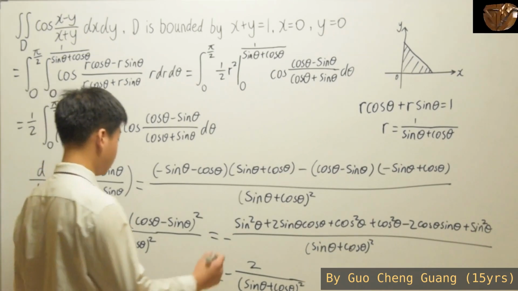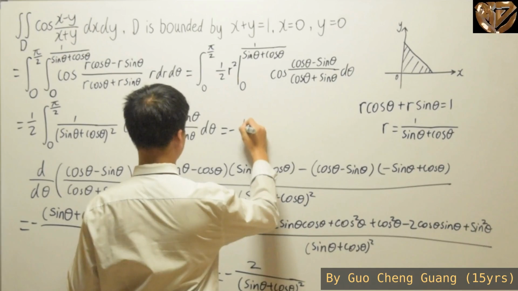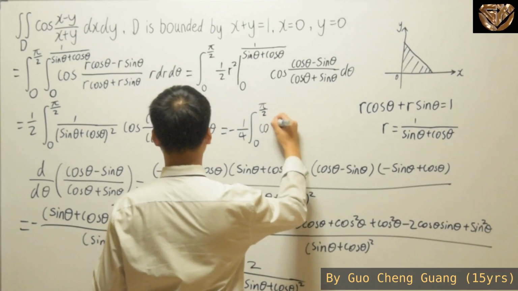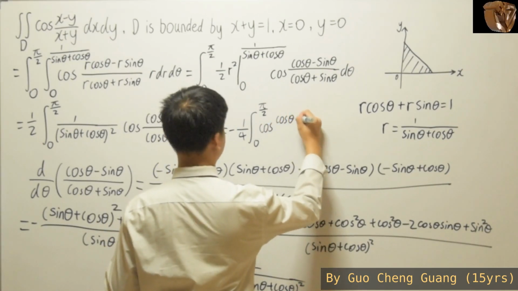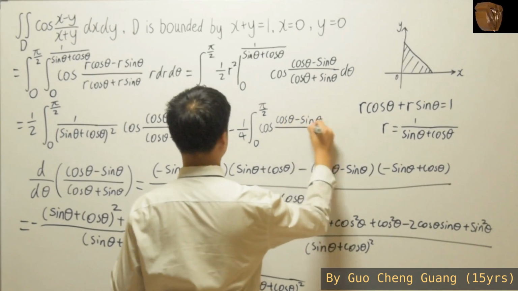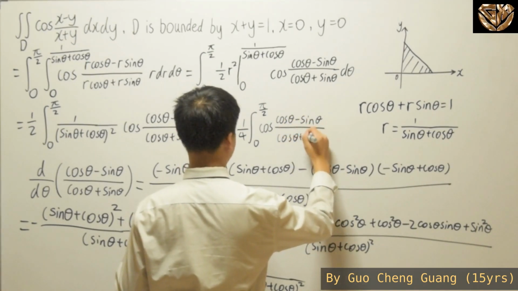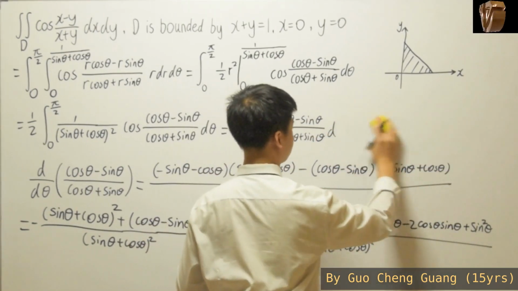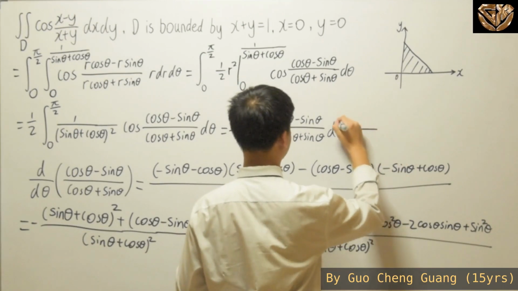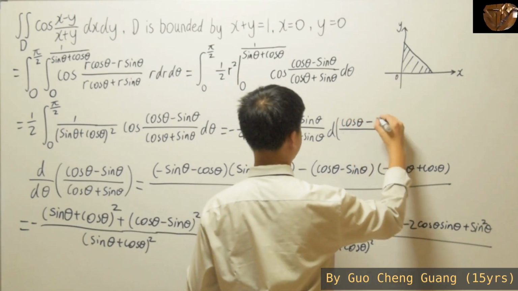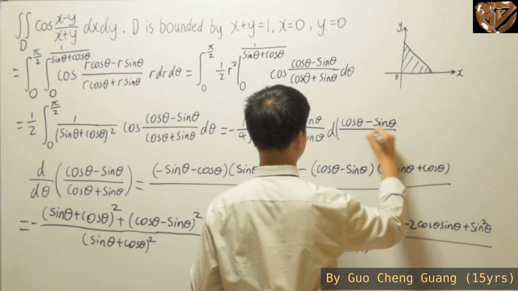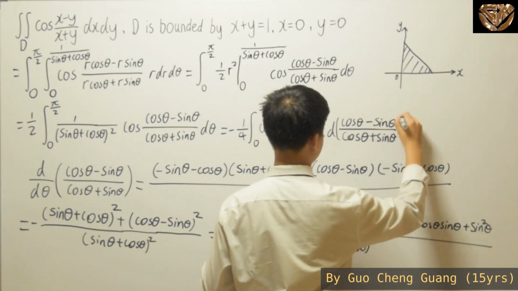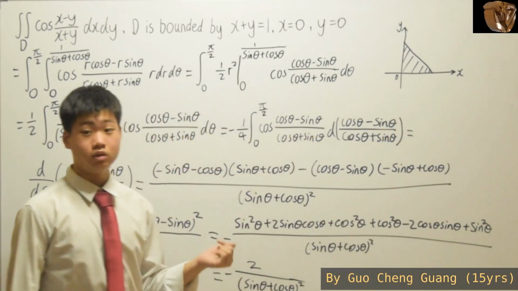Alright? Okay. So you have a negative 1 over 4, integrate from 0 to half pi, cosine theta minus sine theta over cosine theta plus sine theta d theta. So I'll just remove this part. Cosine theta minus sine theta over cosine theta plus sine theta.